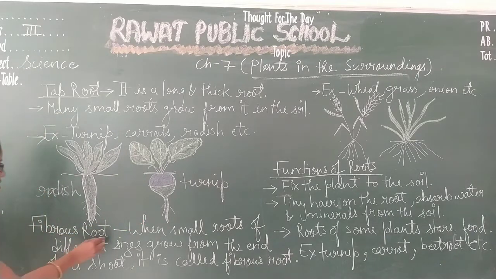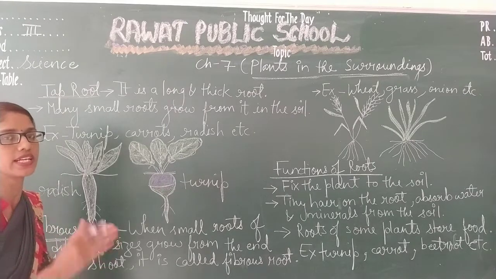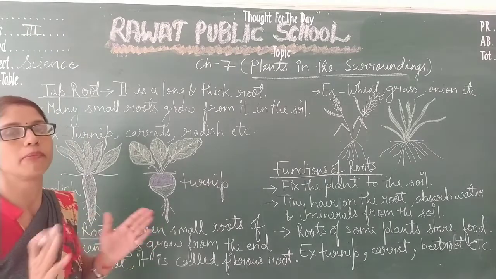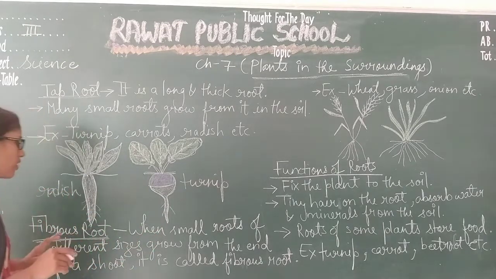Next is the fibrous roots. So student, the name is telling us fibrous: बहुत सारे fibers एक साथ जब shoot के base से arise होते हैं and they combine to form the roots. This is known as fibrous roots.